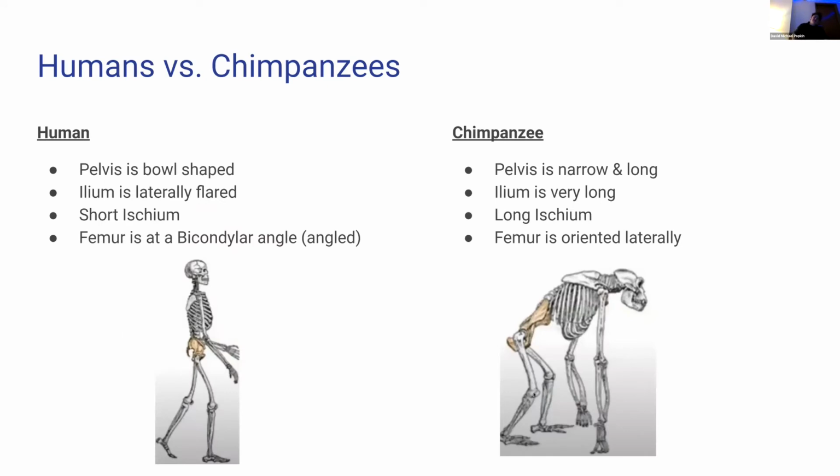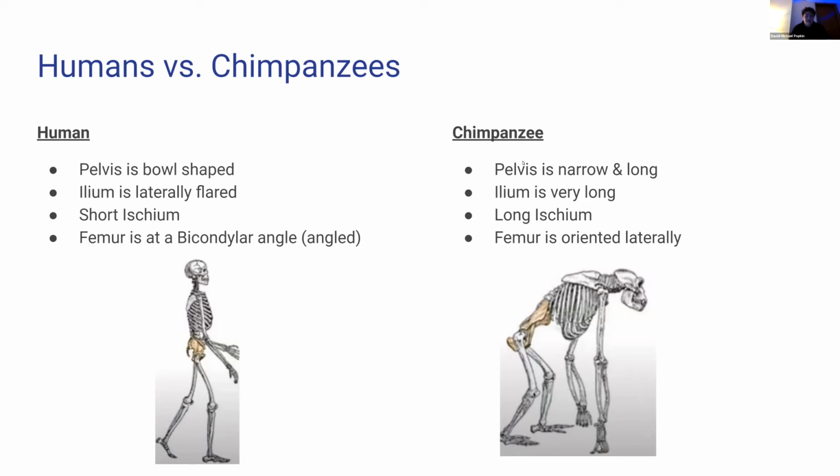So, humans versus chimpanzees. A human pelvis is bowl-shaped, the ilium is laterally flared, and has a short ischium, and the femur is at a bicondylar angle. So the entire way the bones are shaped, how big the bones are, is perfectly suited for bipedal walking. It means walking on 2 legs, if you remember.